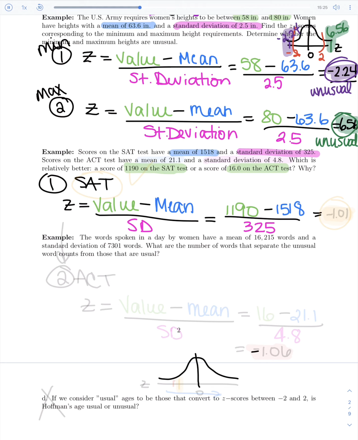So we'll take that 1190, subtract the 1518, and then we'll divide by the 325, and we get about a negative 1.01. Problem is we're not done. We still have to do the same thing all over again for the ACT scores.